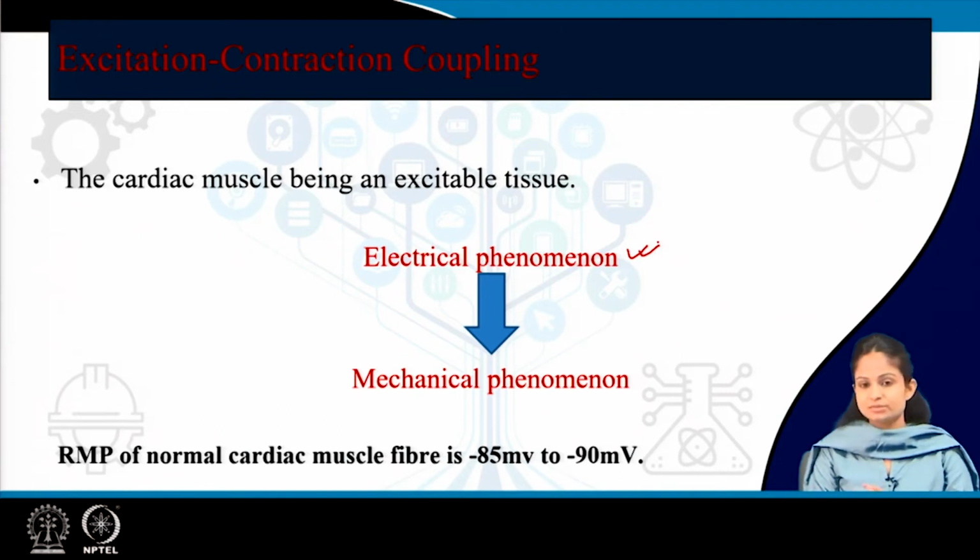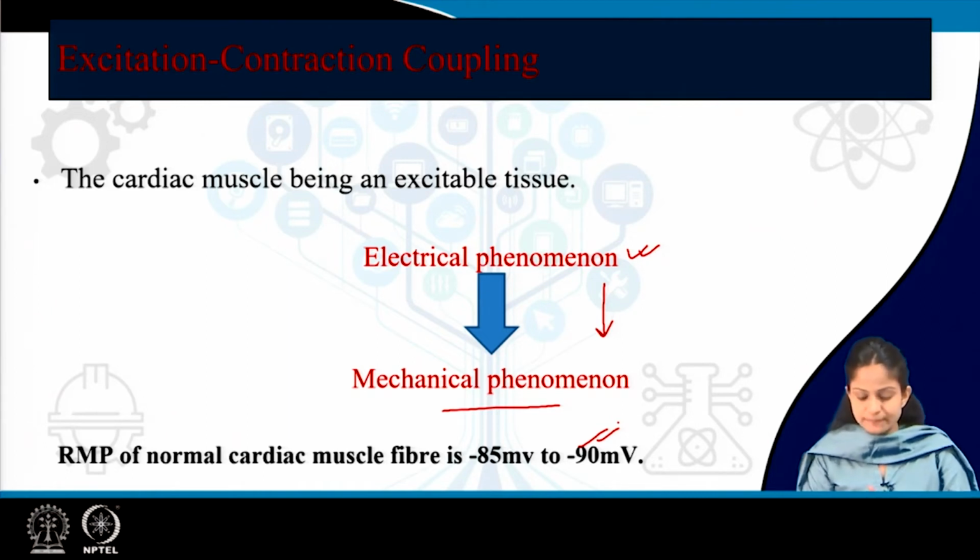That means there will be generation of action potential through the depolarization mechanism that will occur first, and that will be followed by the contractile mechanisms or the mechanical phenomenon. Now, the resting membrane potential of a normal cardiac muscle is minus 85 millivolt to minus 90 millivolt. This is specifically when we are talking about the ventricular myocardium or the muscle potential. The pacemaker potential is around minus 60 millivolt, that is different.